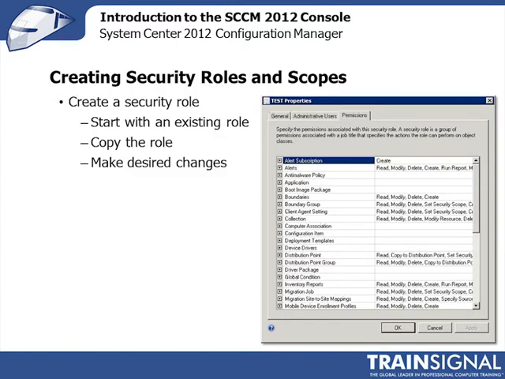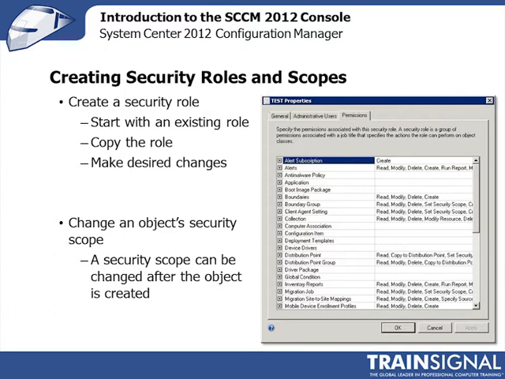First of all, you can create your own security roles. And the way you do this is you start with an existing security role that exists in Configuration Manager, copy the role, and then simply make desired changes to the role permissions. And then at the end, you get a new security role. You can also change an object's security scope. A security scope can be changed after the object is created.